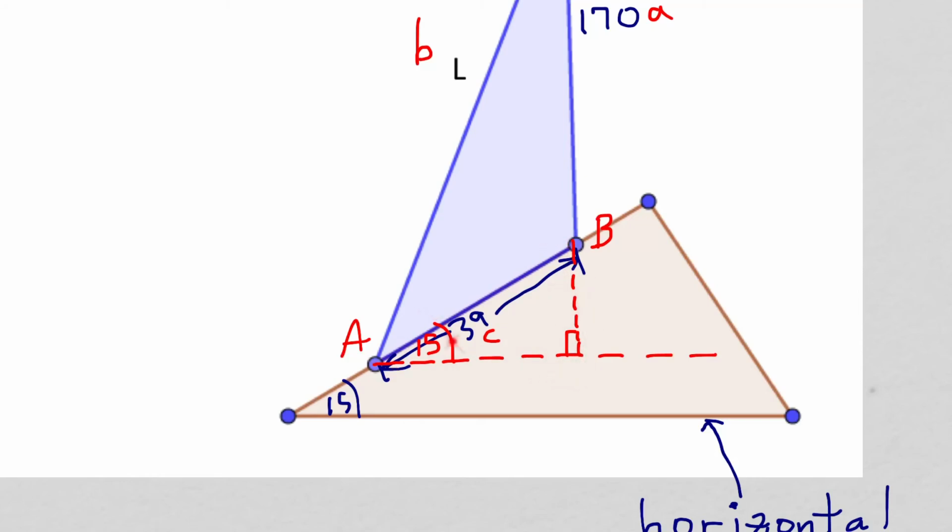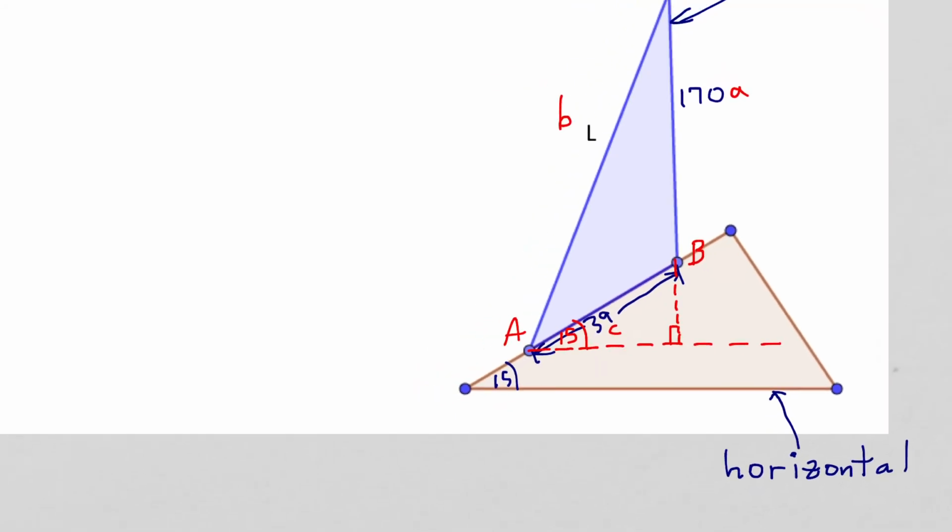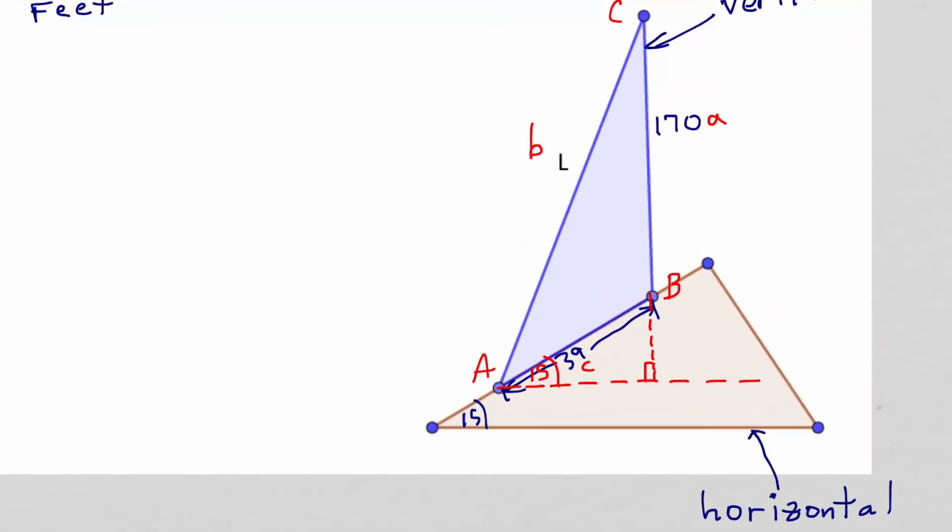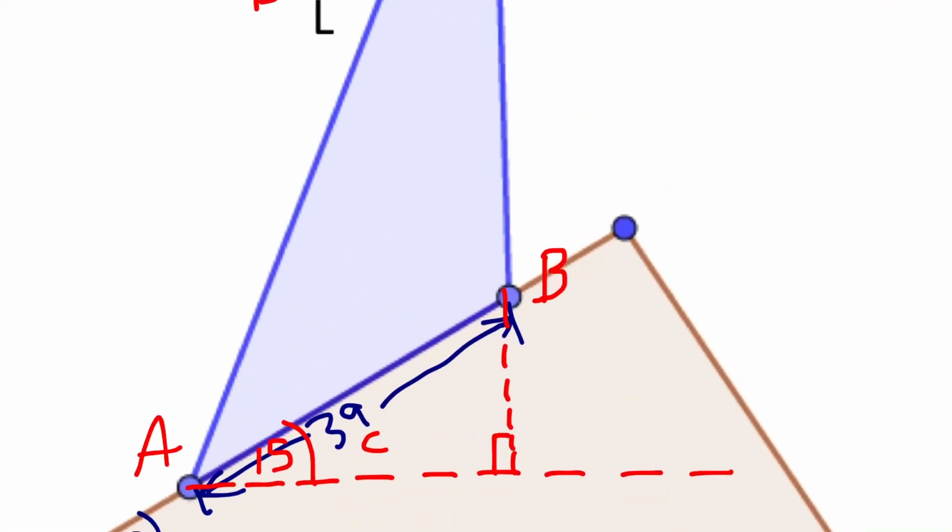And if this is 15 degrees and this is 90, then I can say that 180 minus 90 minus 15, which is 75 degrees, would be this angle here.